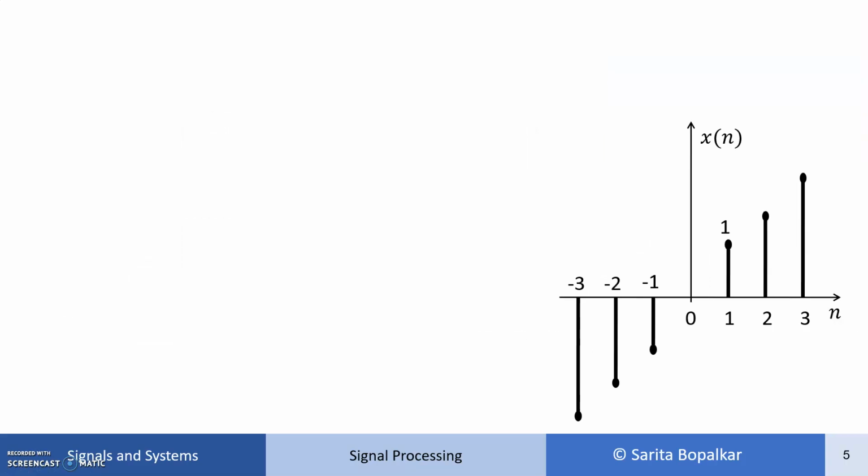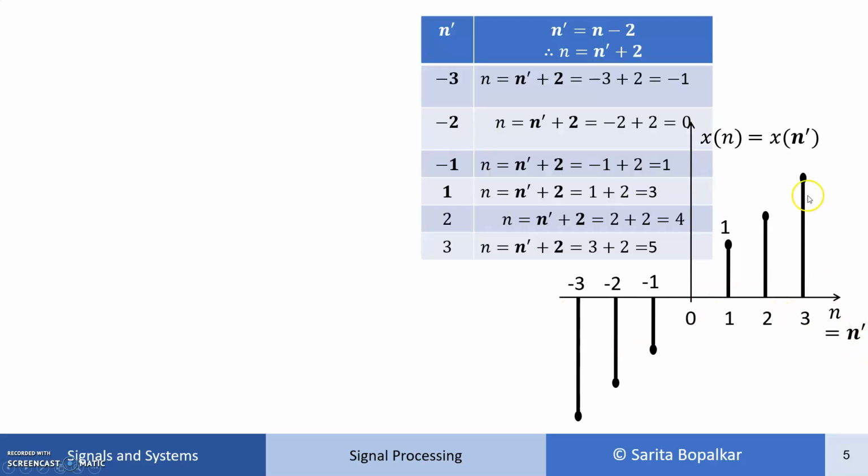Similarly, you can do it for the discrete time signal. Same logic. x of n, we will mark it as x of n dash. So for the time axis, instead of n, we will mark it n dash. We can make a table. n dash, we want to shift the signal by 2 time units. So we want to convert n dash to n minus 2. So what is n? n is n dash plus 2. So n dash is equal to minus 3. What is your n? Minus 3 plus 2, minus 1.